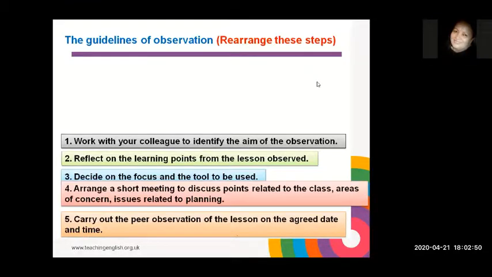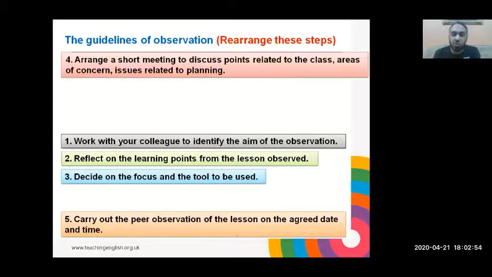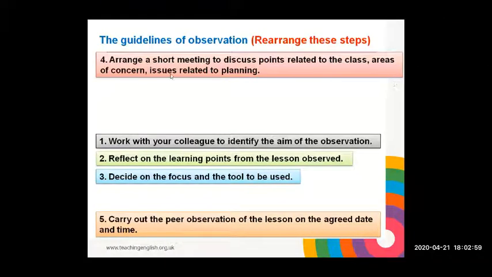Okay, let's see. Which comes first? 4. I have to arrange a short meeting to discuss points related to the class of concern. The areas of concern are the issues related to the planning itself. This is the first. To arrange a meeting. So I wanted to observe my colleague. Is it right to enter his class without arrangement? I think no. You have at first to arrange a short meeting to discuss points related to class, areas of concern, issues related to planning.